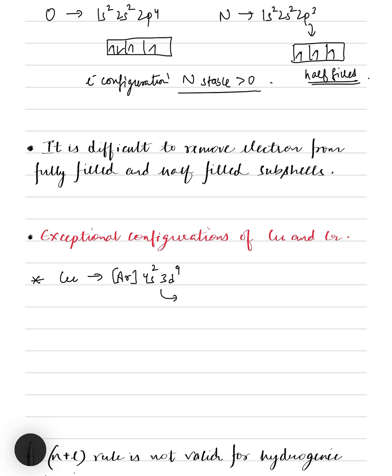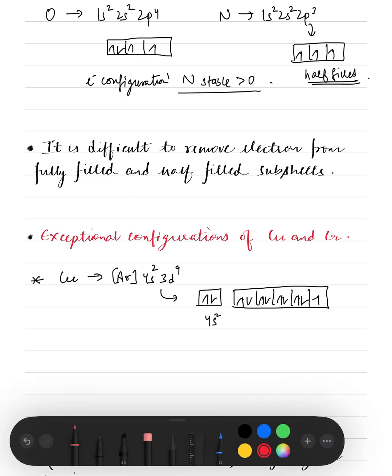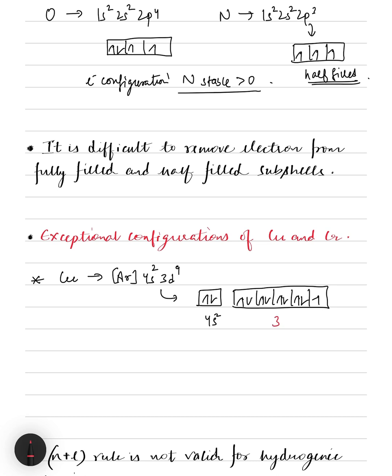And if I draw it, what will happen? The 4s2 is like this, and this is 3d9. Now in the case of 3d9, it requires only one electron to become a fully filled subshell. And 4s2 is fully filled, but 3d9 has no specific stability. It is neither fully filled nor half filled.